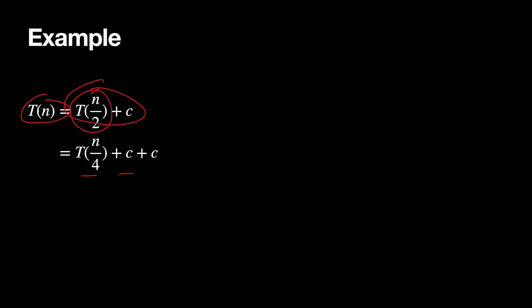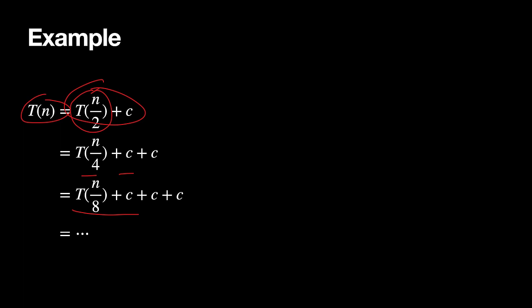So we saw an example of this earlier. We could then expand that further, replace the T of n over 4 with T of n over 2 plus c, which is T of n over 8 plus c, and so on and so forth. So the question is, how many times would we do this? At some point, there has to be an end point.